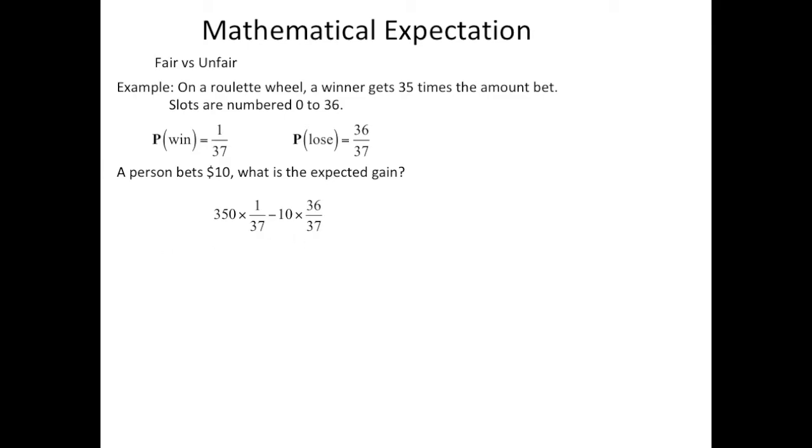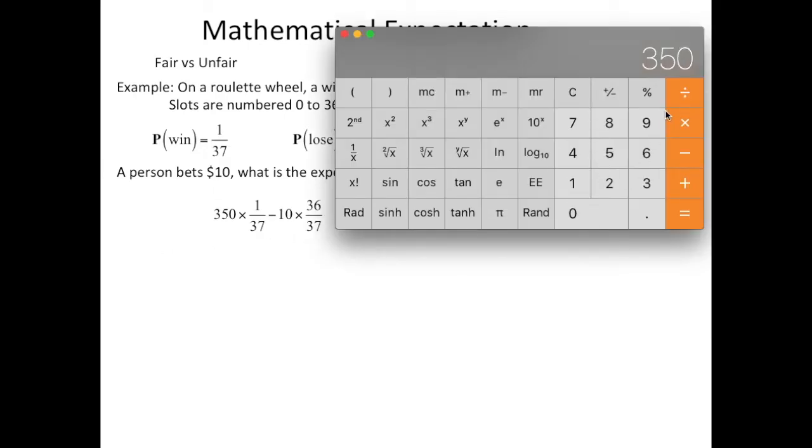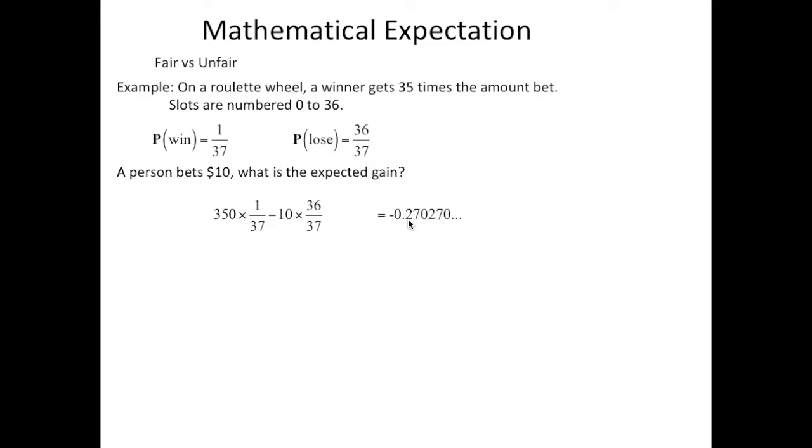All right, so let's do that calculation. 350 times 1 out of 37, take away 10 times 36 out of 37 is equal to negative 0.27027, which means you're going to lose 27 cents on average, which isn't that bad. On average, we would expect to lose 27 cents. If you were playing 100 games, you'd be out $27 on average. On average, we'd expect each game to be losing 27 cents.